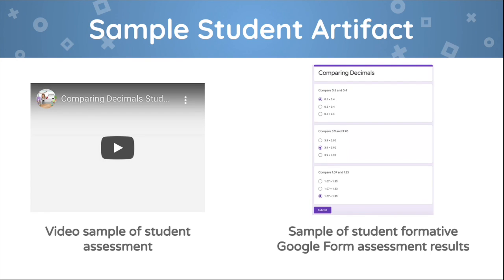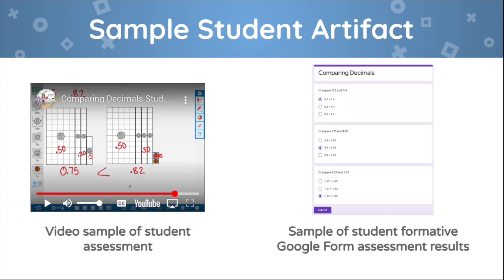Our sample student artifacts include a video sample of the student's final formative video assessment. This is a demonstration of what is required of students for them to make at the end of the unit. The other sample student artifact is what the student results of the formative Google assessment results would look like.